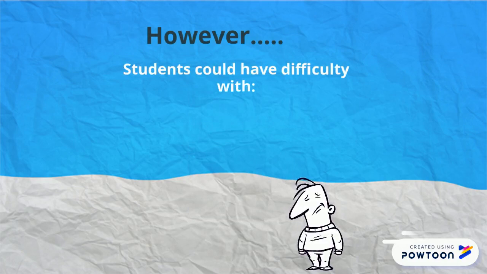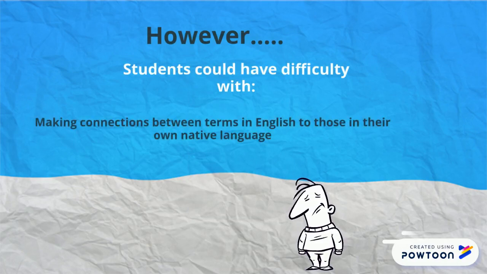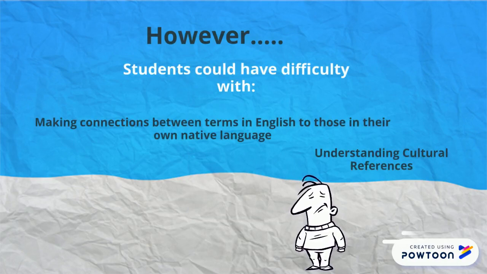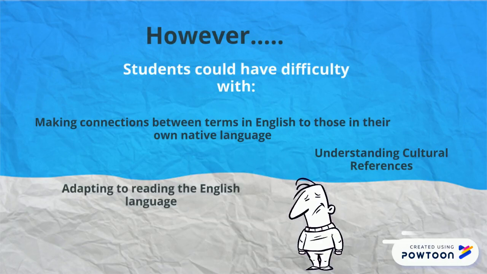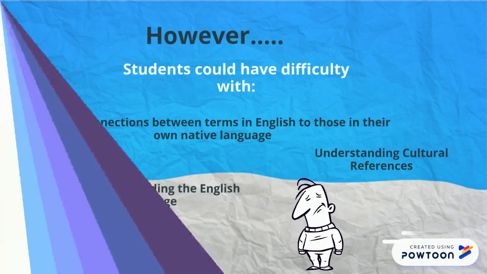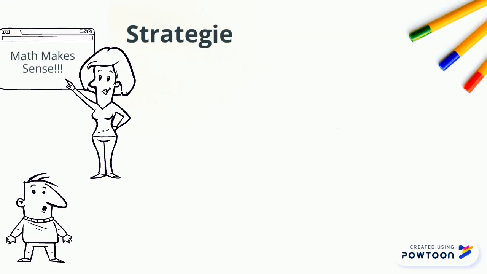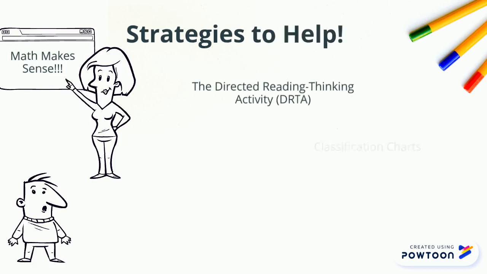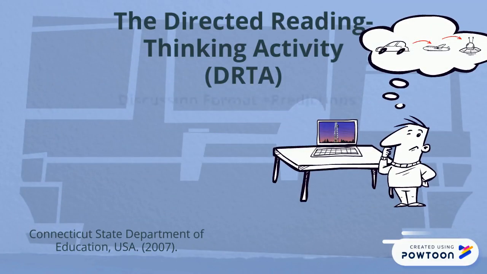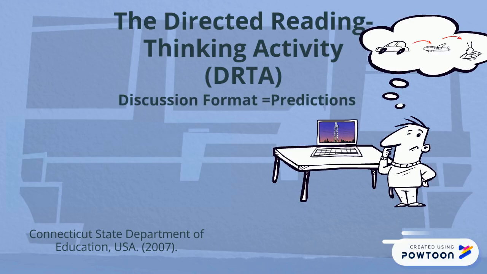However, students could have difficulty with making connections between terms in English to those in their own native language, understanding cultural references, and adapting to reading the English language. To deal with these struggles, we're going to look at three different strategies to improve comprehension and understanding for students in mathematics. The directed reading thinking activity is a discussion format based on predictions.